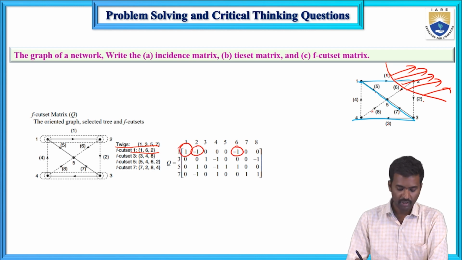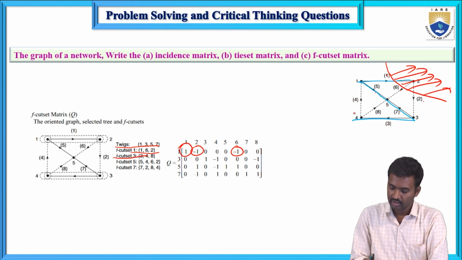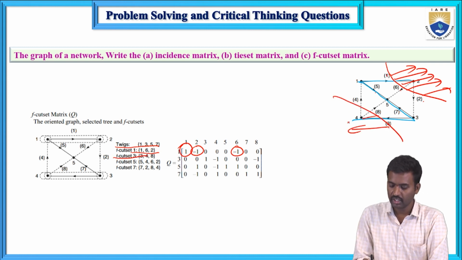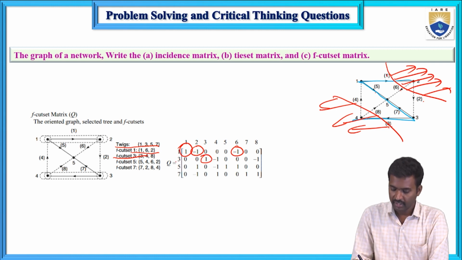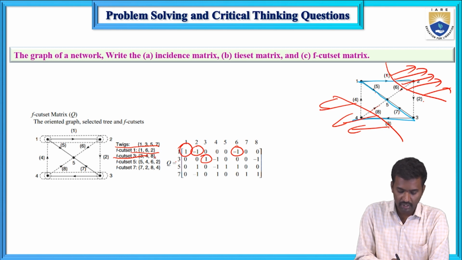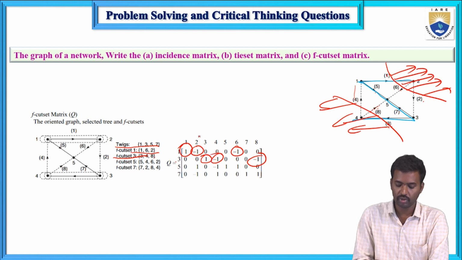And next F cut set 3 here. So this twig direction is like this, and 3 is same direction, and 8th direction, here associated elements, 8th direction is opposite minus, and 4th is also opposite minus. So 3, 4, 8.